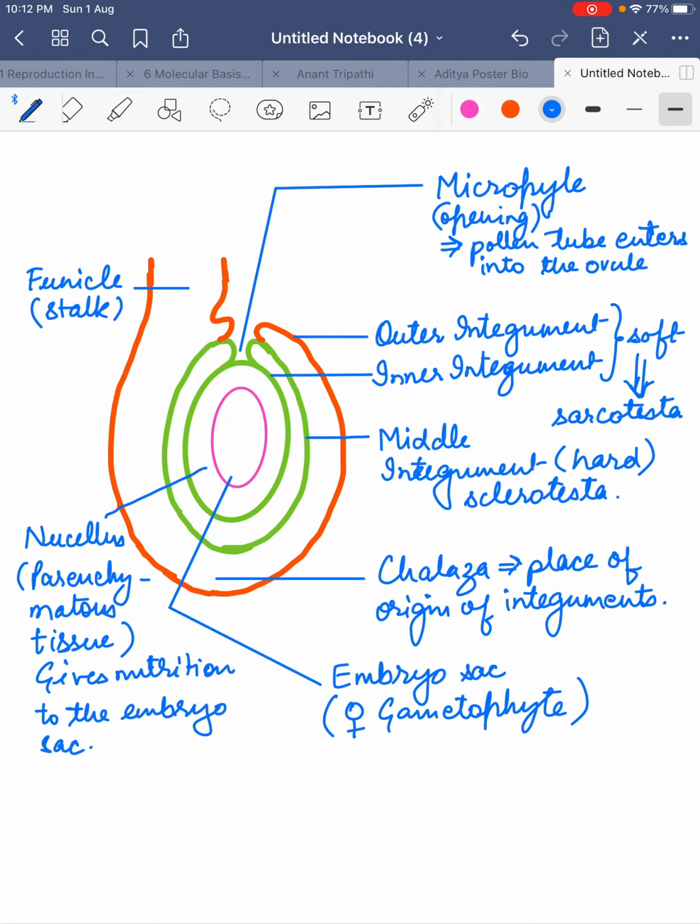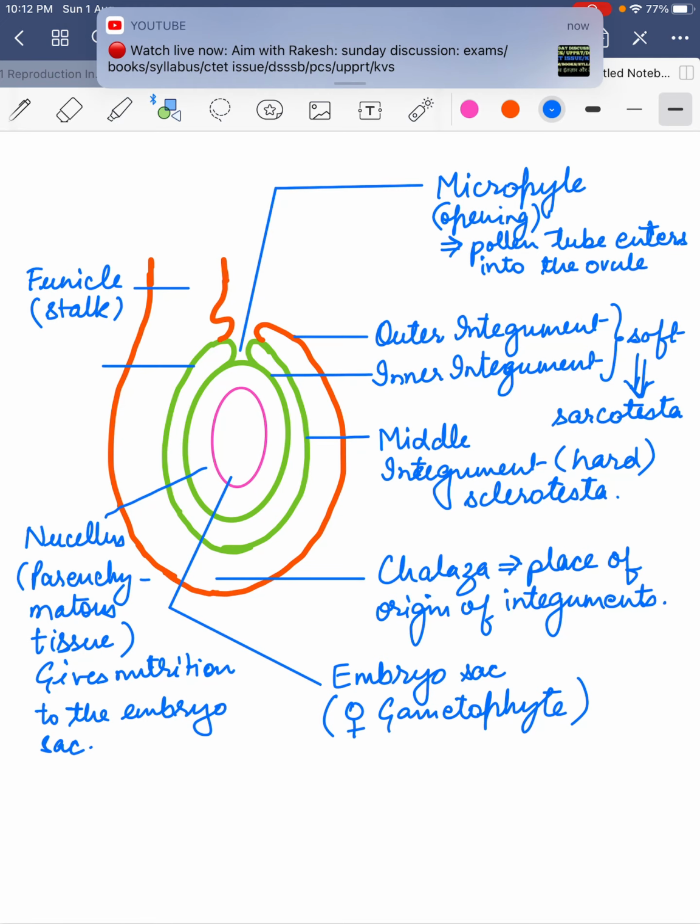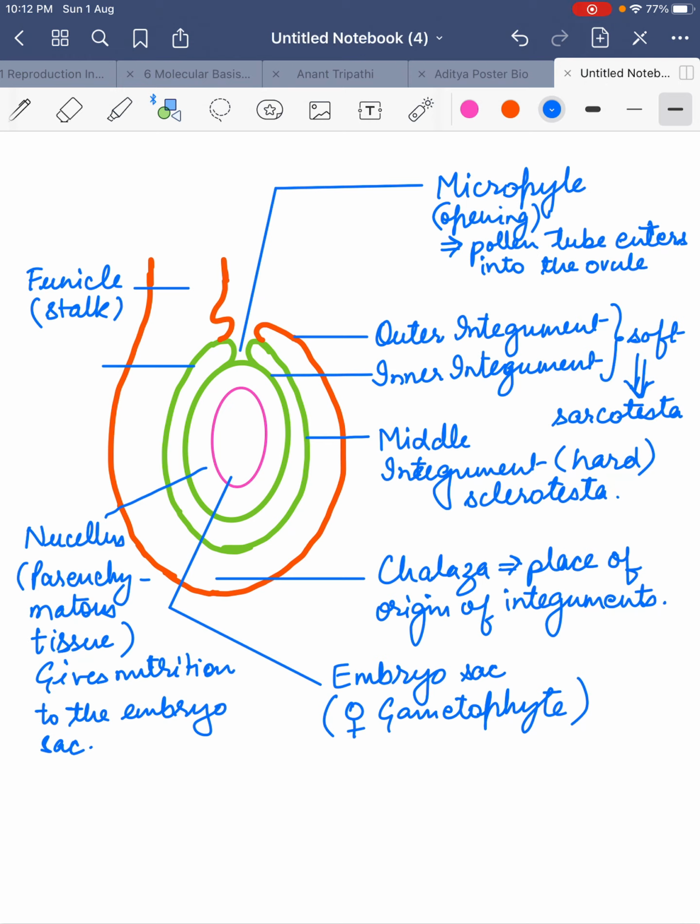Now, the part where the funicle is attached to the ovule is called hilum. This part is called hilum.